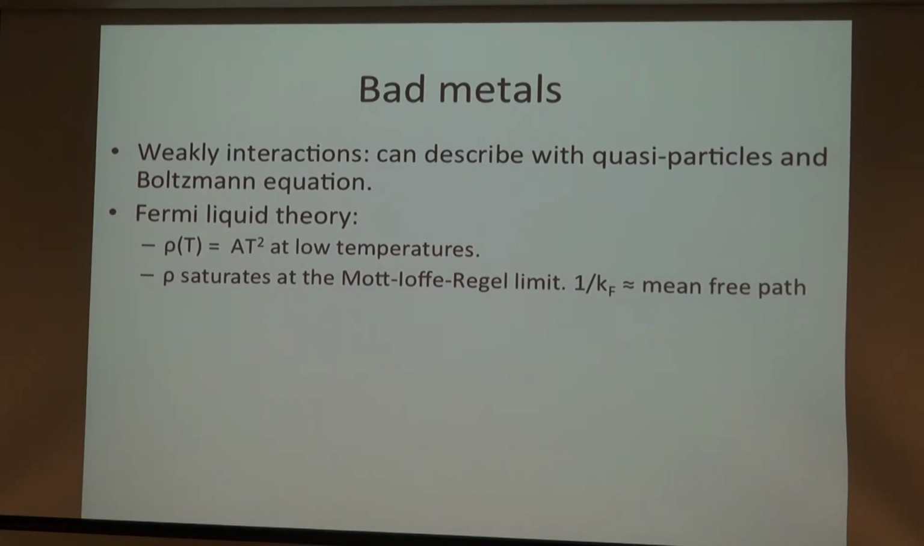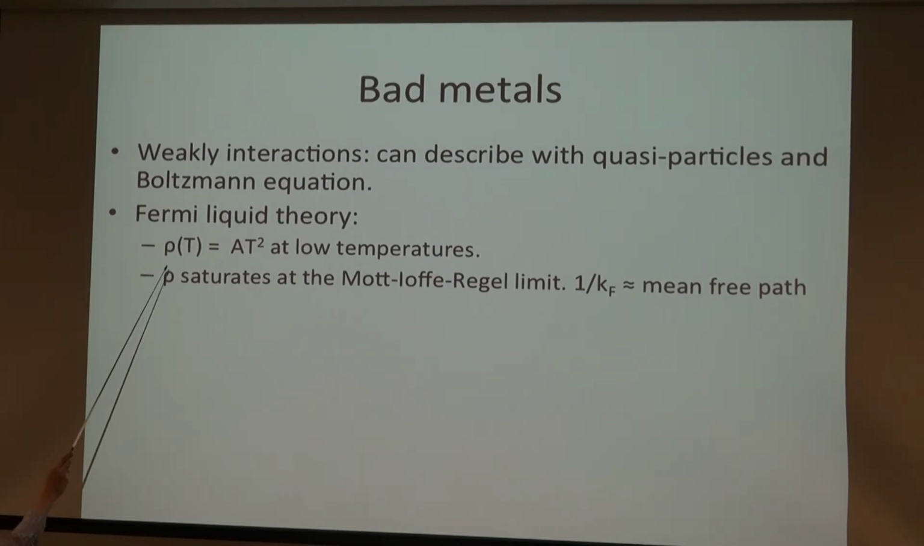Okay, so before I tell you what a bad metal is, let me tell you what a good metal is. A good metal is typically one where you have weak interactions. And in the presence of weak interactions, you can use Fermi liquid theory and describe the system with quasi-particles. And if you combine that with the Boltzmann equation, you can construct a theory of transport in these weakly interacting systems. So here are some predictions from Fermi liquid theory.